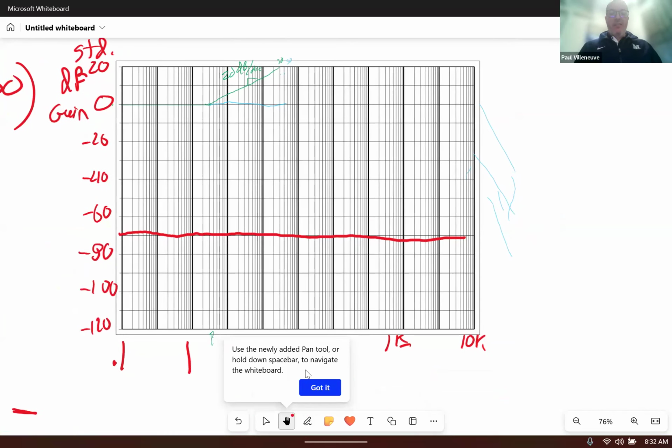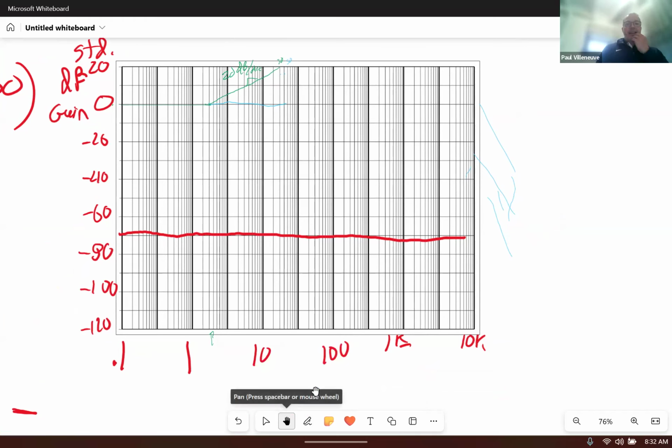So I'm going to go down at 20 dB per decade until I get to 500. 500 is 200, 300, 400, 500. This is 500. So I'm going to go down 20 dB per decade when I get to, oop, that's pretty ugly. Let's try that again.